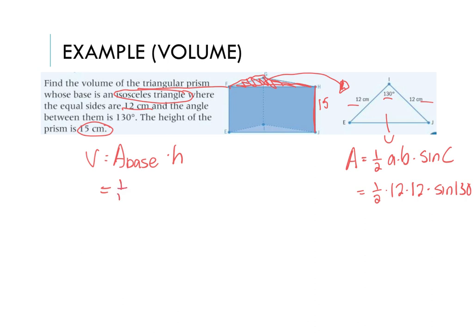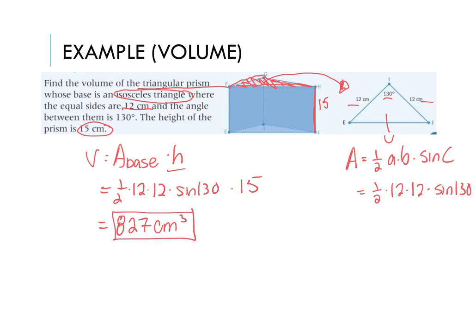So the volume is going to be the area of our base times the height. The height is the distance between the two bases. And when you put all of that into your calculator, you're going to get that the volume is 827 centimeters cubed.